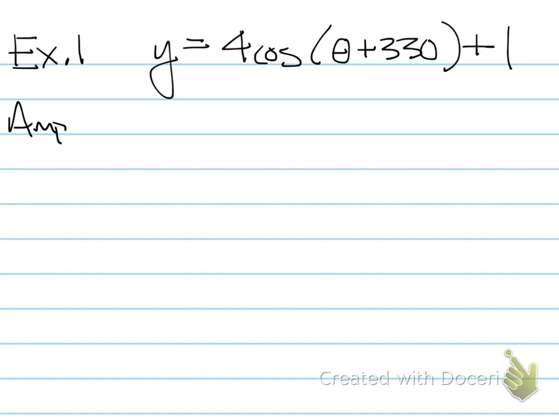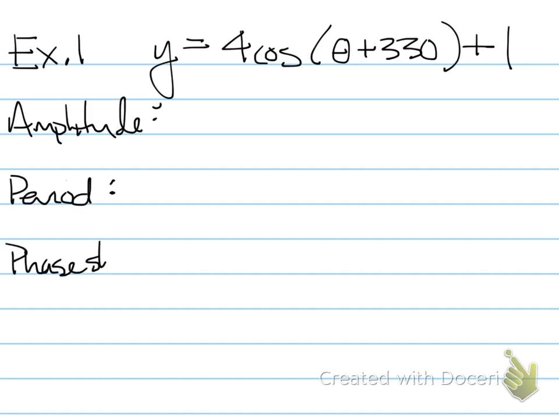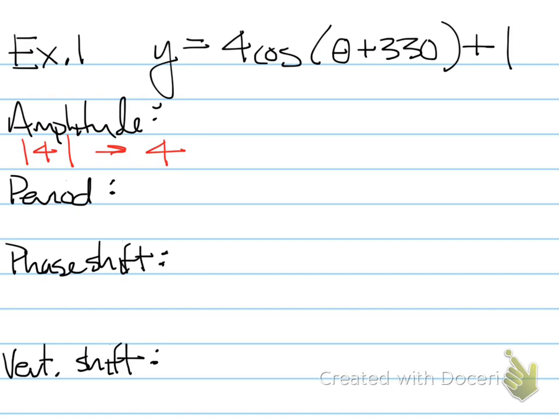So in this example, we want to identify some key characteristics of this curve. We can see that the 4 in front of cosine tells us what the amplitude is, the absolute value. The absolute value of 4 is just 4. And the period would be 2 pi divided by the number in front of theta. 360 divided by 1 is still just 360, so the period is still 360 degrees or 2 pi radians.